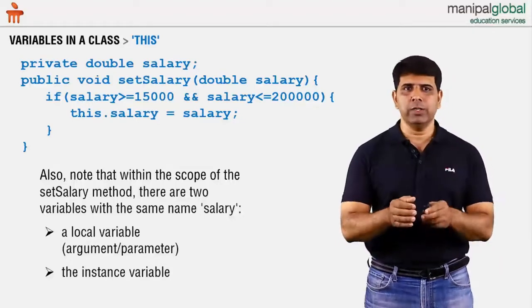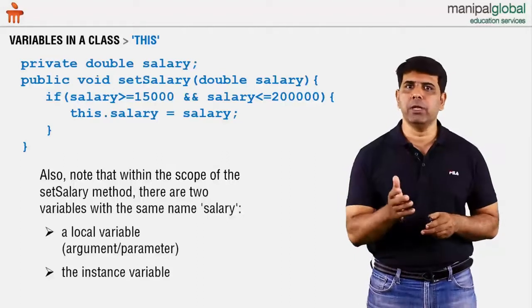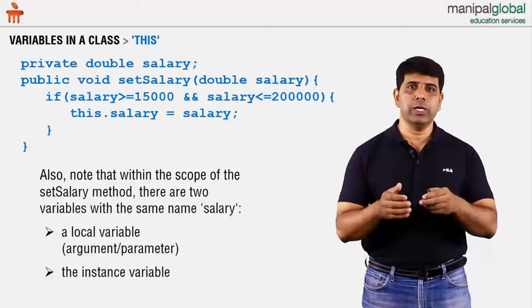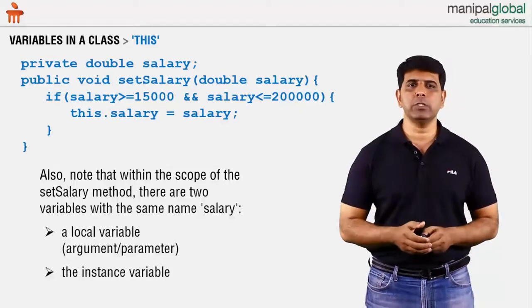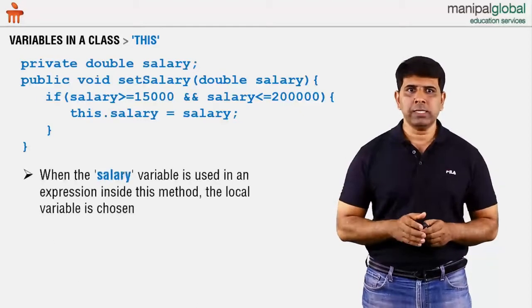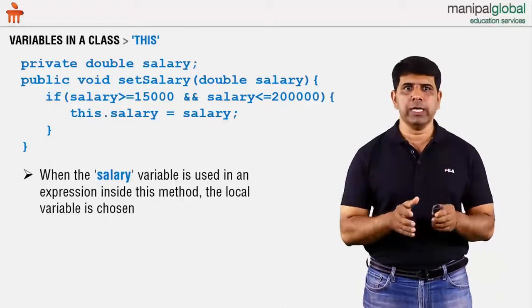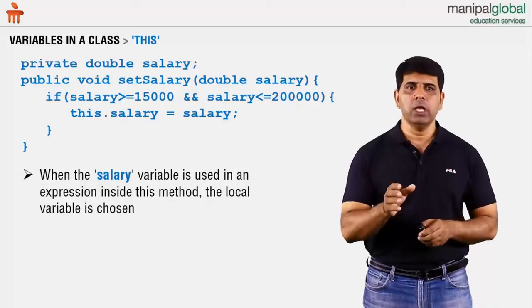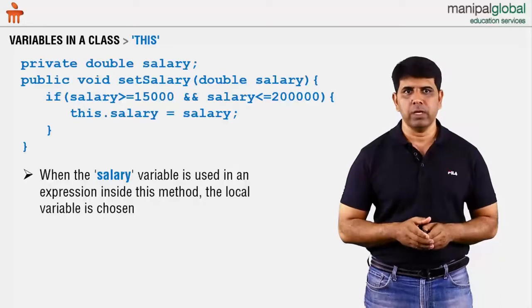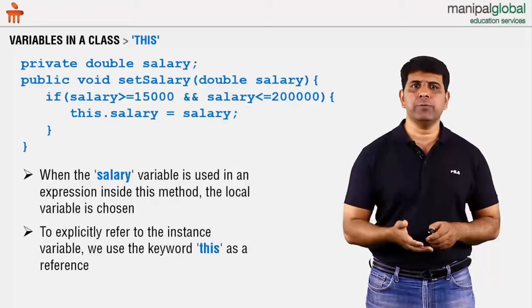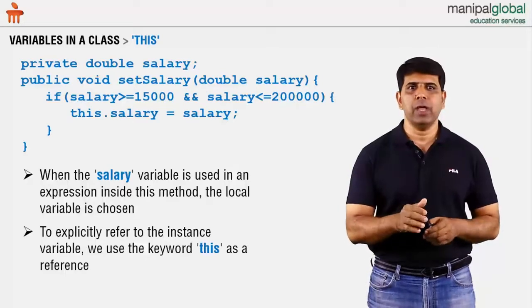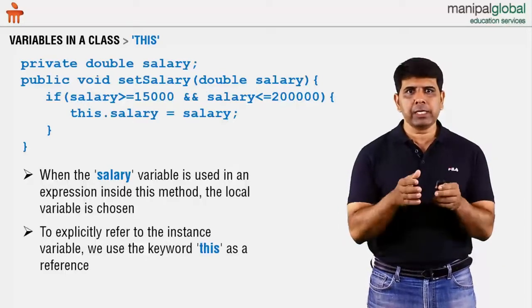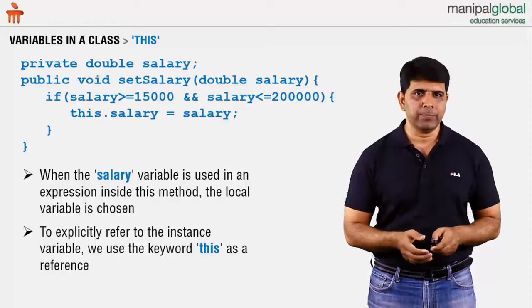It prefers the closest declared variable, which is a parameter. So, in order to distinguish the parameter from the member, we would like to use the keyword this. When the salary variable is used in an expression inside the method, the local variable is chosen. Now, to explicitly refer to the instance variable, we use the keyword this as a reference. So, it actually corresponds to the member variable.